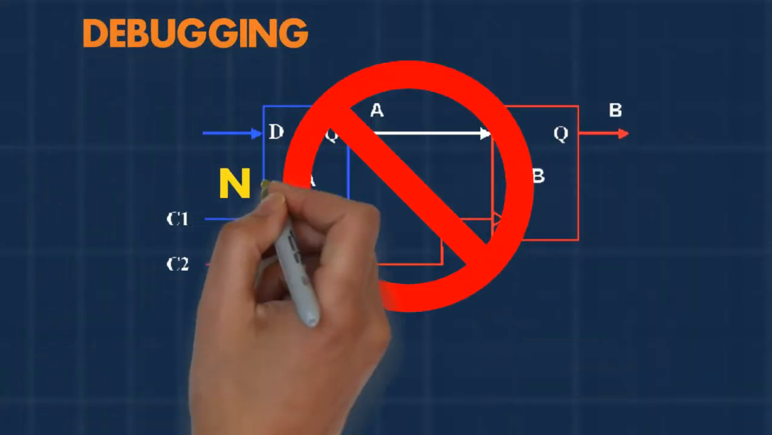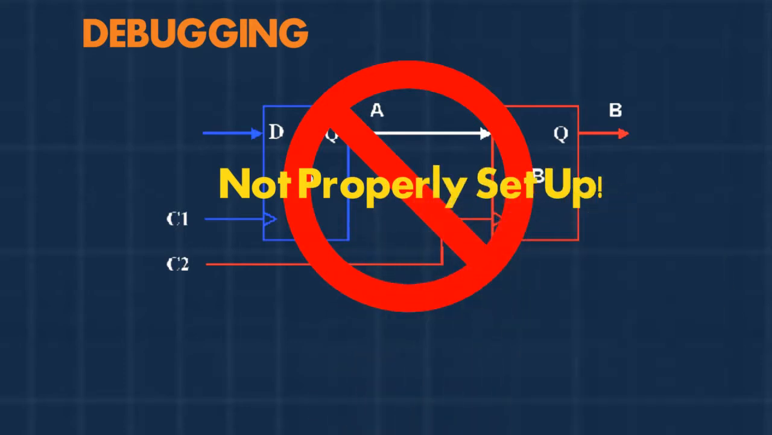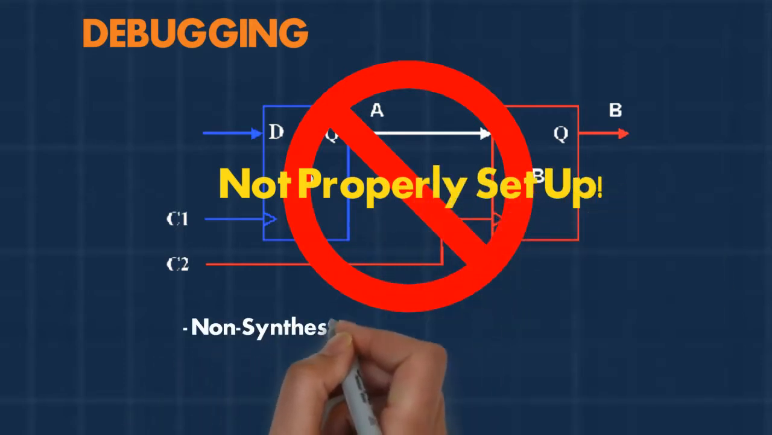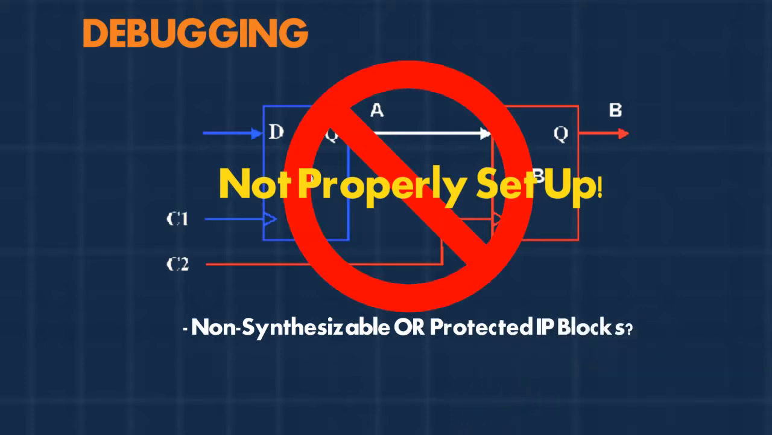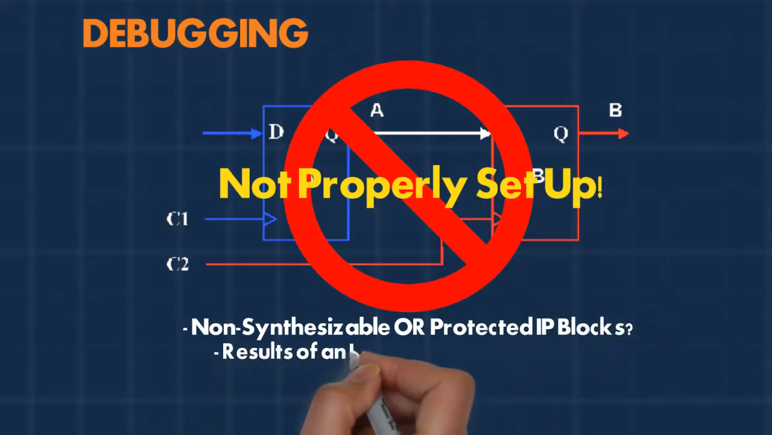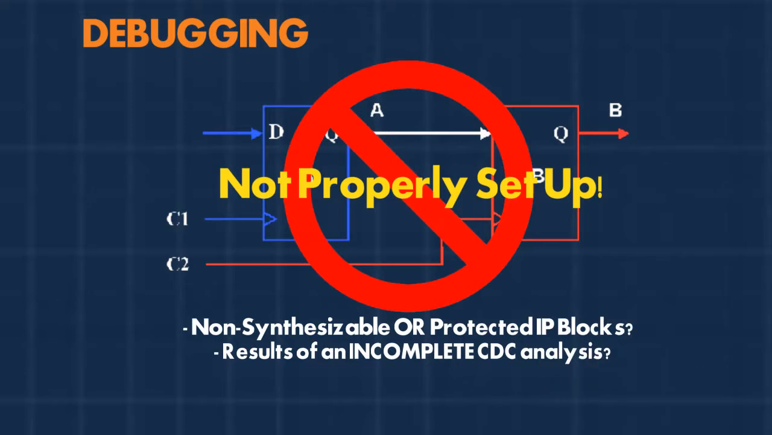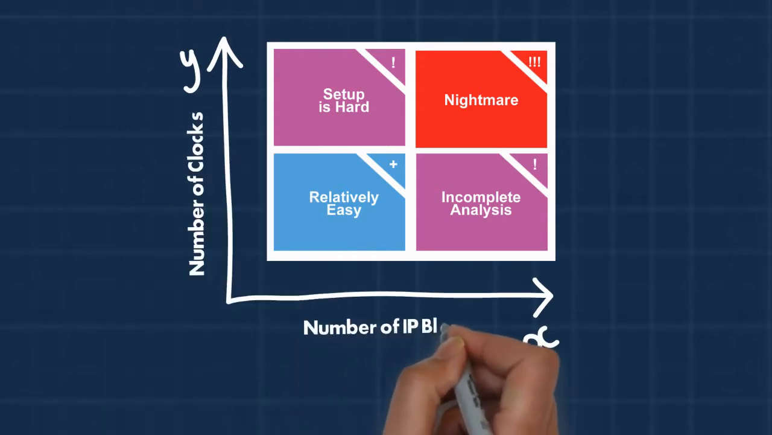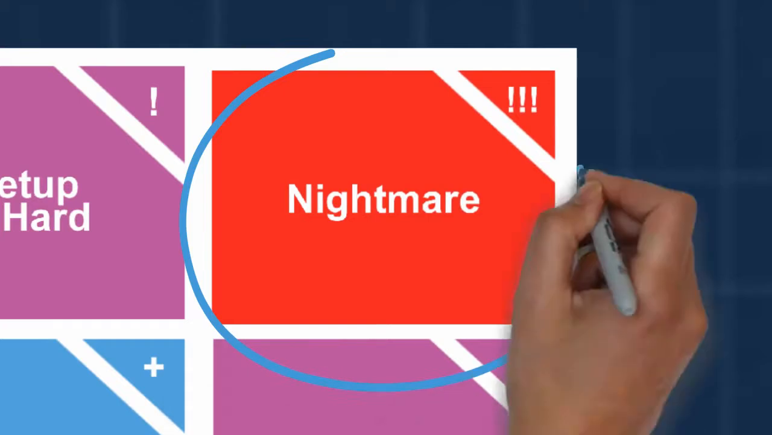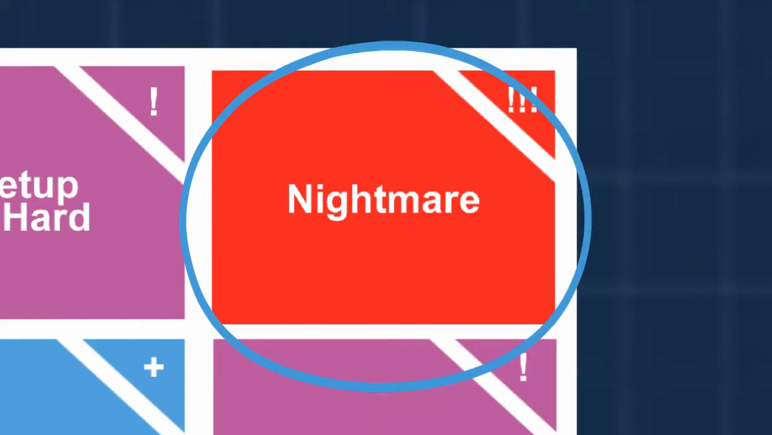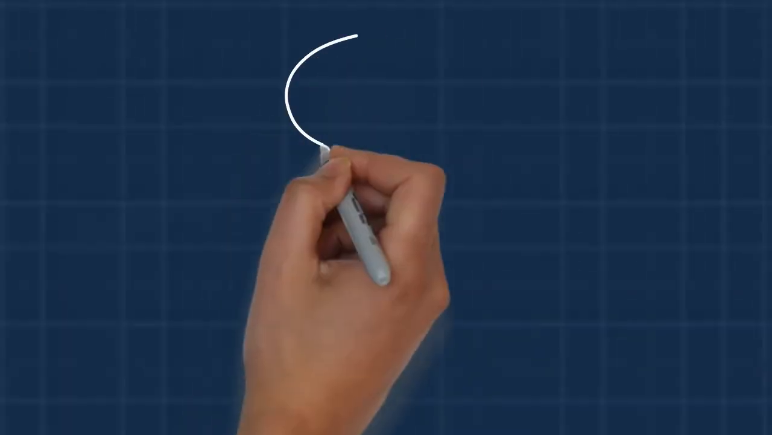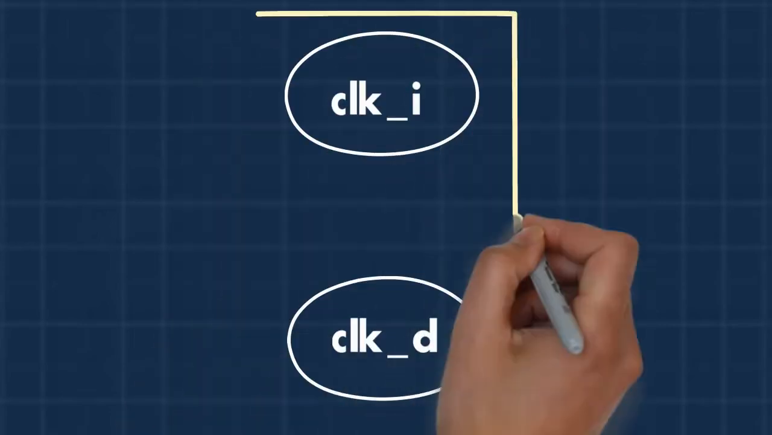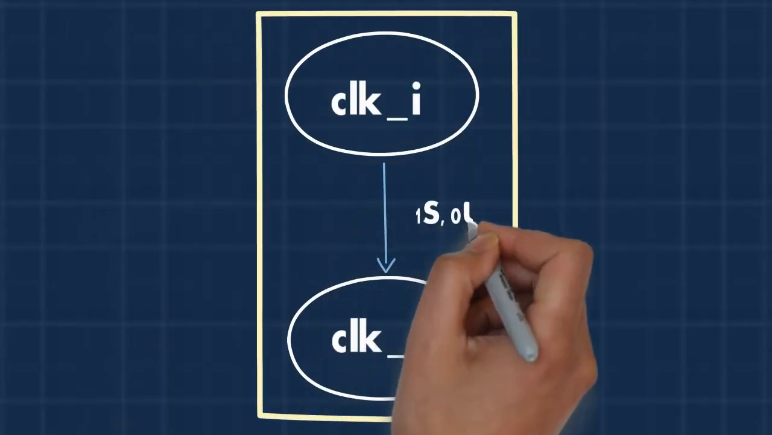Have you spent hours debugging a CDC problem only to realize that the run was not properly set up? Do you have non-synthesizable or protected IP blocks in your design? How confident are you with the results of an incomplete CDC analysis that uses a black box methodology? The fact that typical designs contain many clocks, clock domains, and IP blocks creates a nightmare situation for designers and verification engineers. Here, we have two clocks in the same domain, and the interactions between them are synchronized.